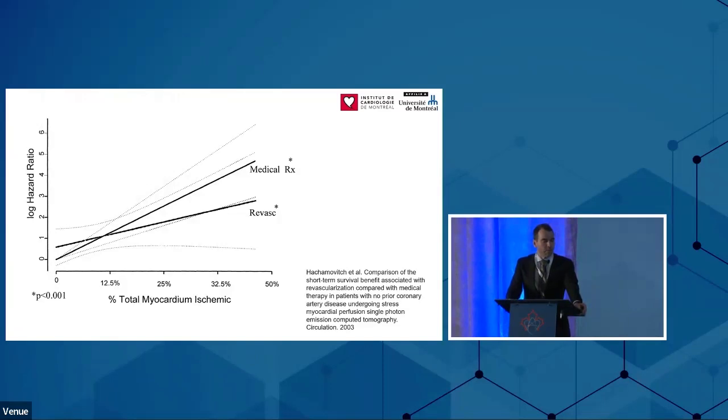Another very famous graphic we've all seen is from Hachamovitch, showing that using SPECT we can predict who's going to benefit from revascularization and who's going to benefit more from medical therapy. That was published more than 20 years ago, and we're still using it when we're reading SPECT studies, because if we're seeing moderate to severe ischemia, we assume there's more than 10–12% of reversible perfusion defect, and cardiologists tend to go to the cath lab with these patients, whereas if we only have mild or no ischemia, then we think about medical treatment.